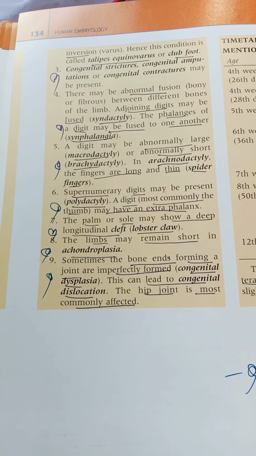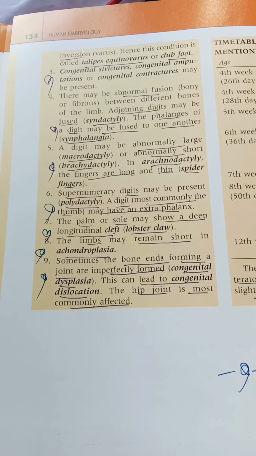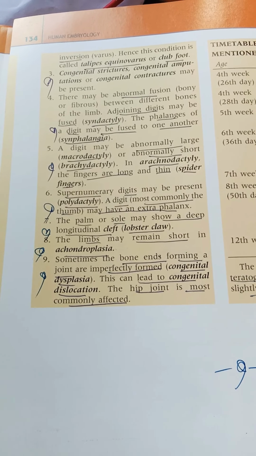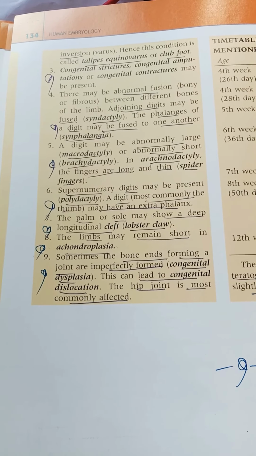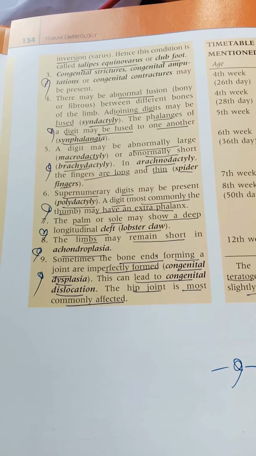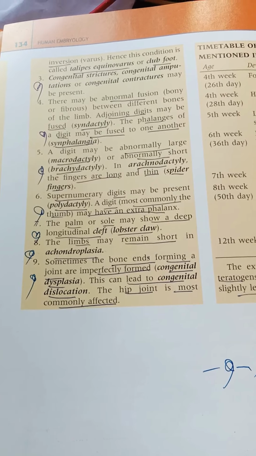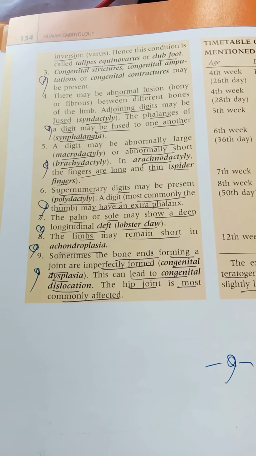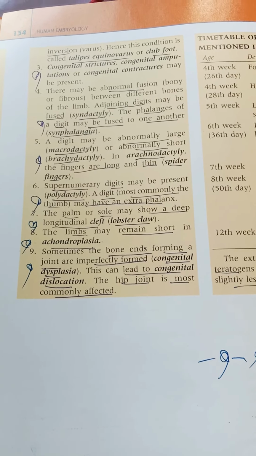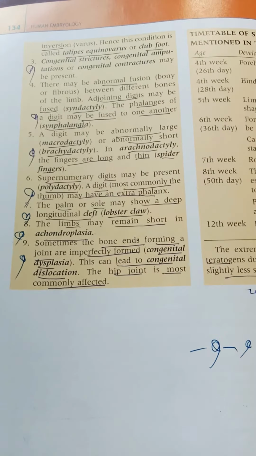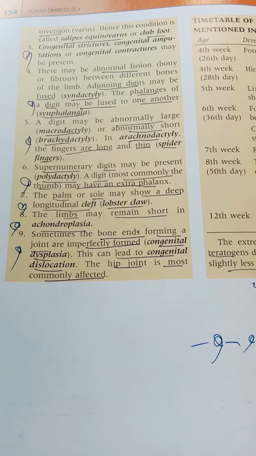There may be abnormal fusion between different bones. Adjoining digits may be fused, syndactyly. Phalanges of the digits are fused to one another, like symphalangia. Macrodactyly, abnormally large digits, or abnormally short, brachydactyly. In arachnodactyly, fingers are long and thin, spider fingers. Supernumerary digits may be present in polydactyly. A digit, most commonly the thumb, may have an extra phalanx. Palm and sole may show a deep longitudinal cleft, lobster claw.